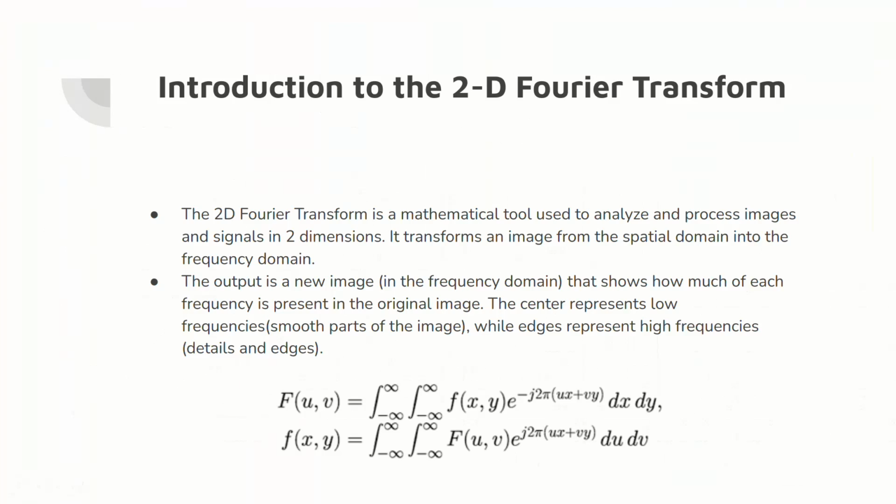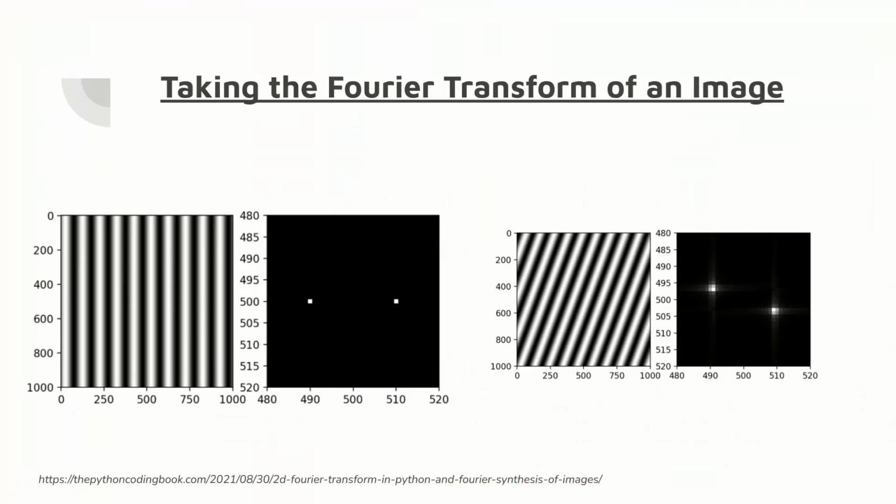We have the low frequencies in the center of the image, whereas the higher frequencies, which represent details and edges, will be in the sides. Let's look at a few examples of the Fourier transform of an image. This one is very easy to analyze.